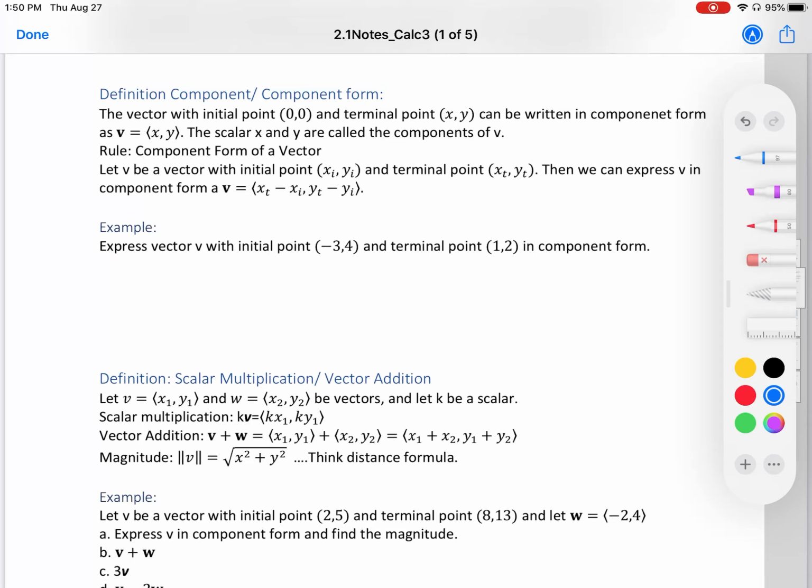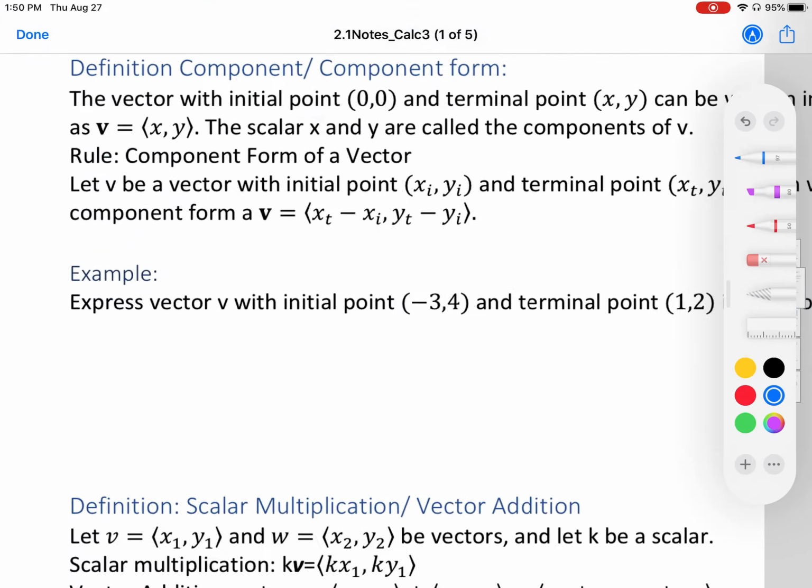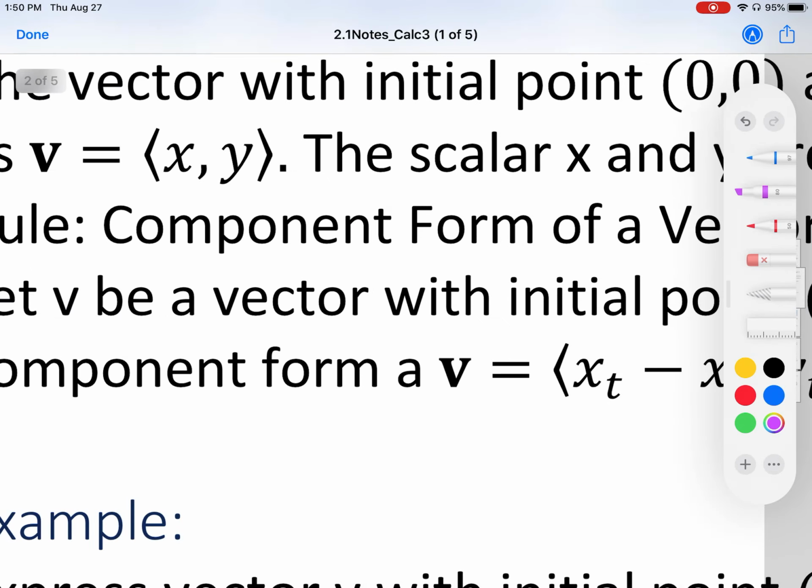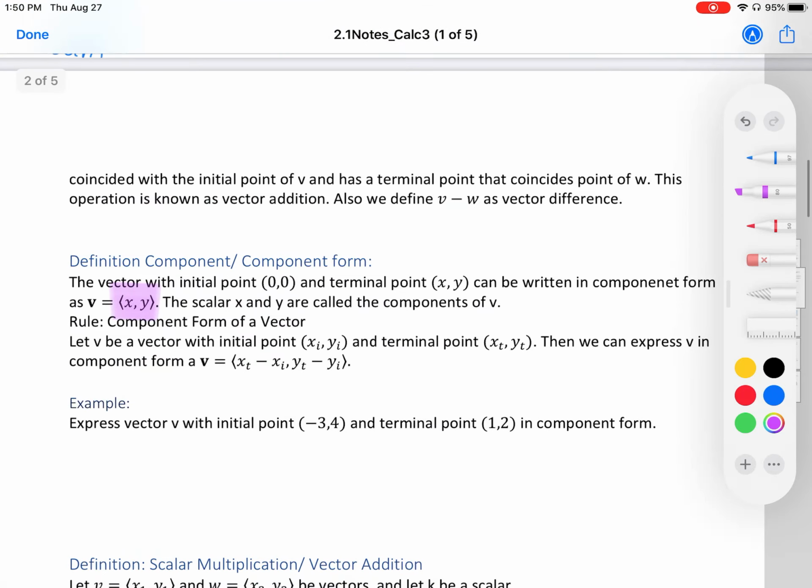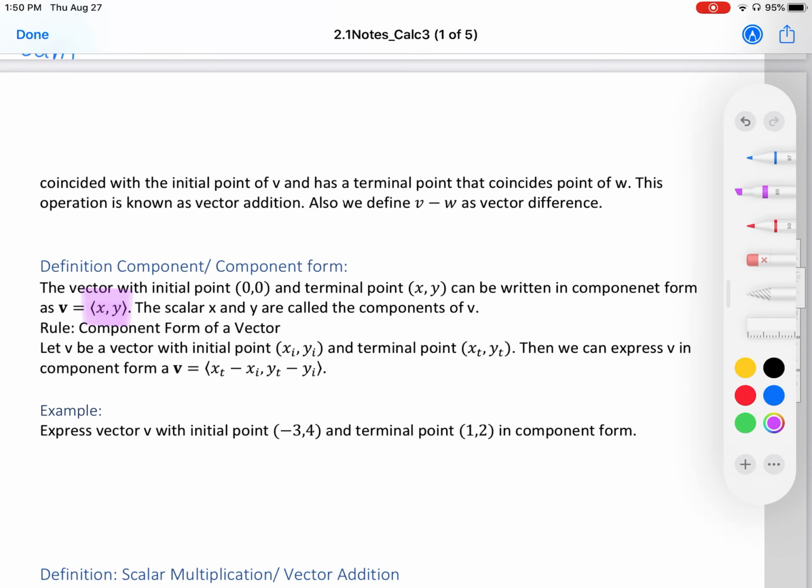Definition: component form. The vector with initial point (0, 0) and terminal point (x, y) can be written in component form as v equals ⟨x, y⟩. Now notice that we don't have parentheses. We now have these angle brackets. That shows that we have a vector with initial point (0, 0) and an endpoint. The scalars x and y are called the components of v.